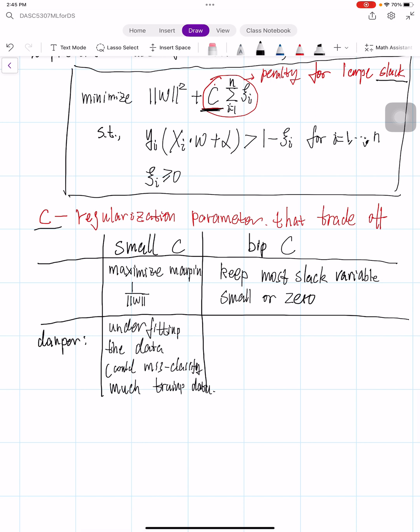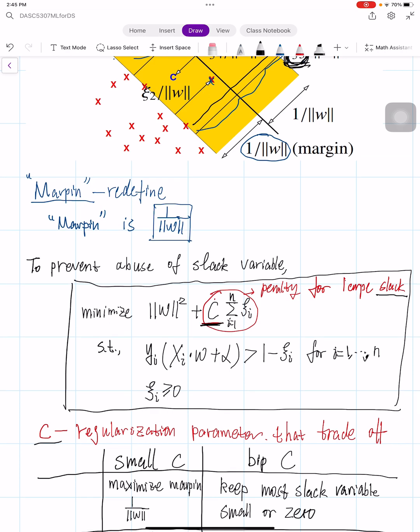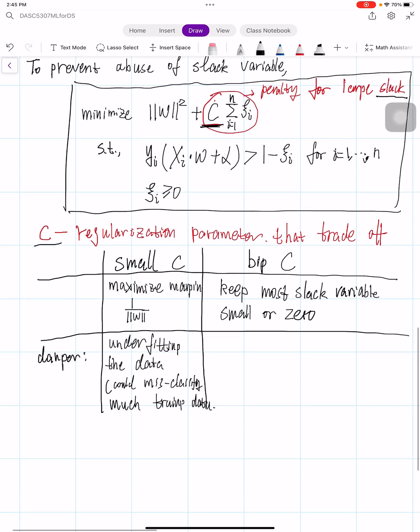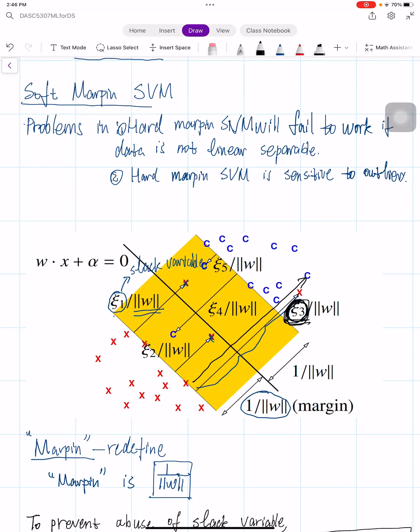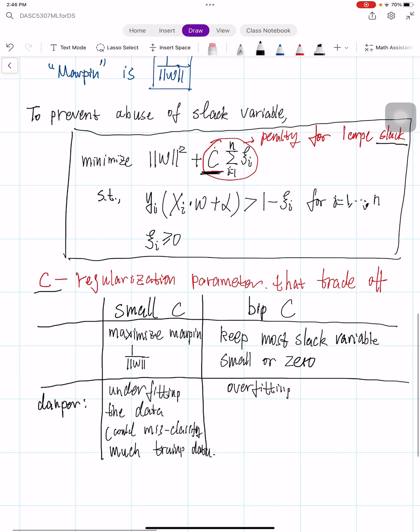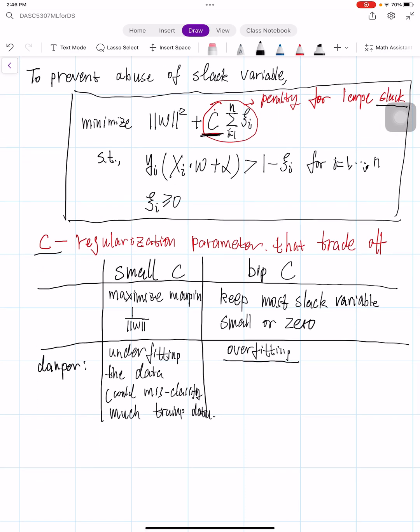Also for the big C, another thing you can think is you have a small C. If C is 0, it's basically a hard support vector machine, right? So you could have underfitting the data. And for the large C, you have overfitting, which means you could have a very narrow margin, and a lot of cases cross the decision boundary. So this gives us overfitting, which means it did a very good job in training, but did badly on test data.